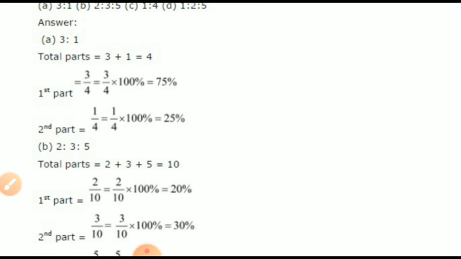So 3:1 means the total parts are 3 plus 1, which gives you 4. So the first part is 3 and the total part is 4. So 3 upon 4 and multiply by 100.